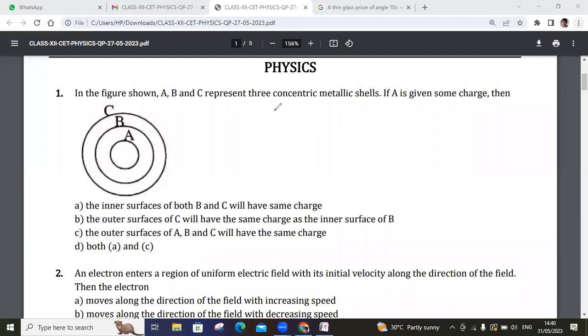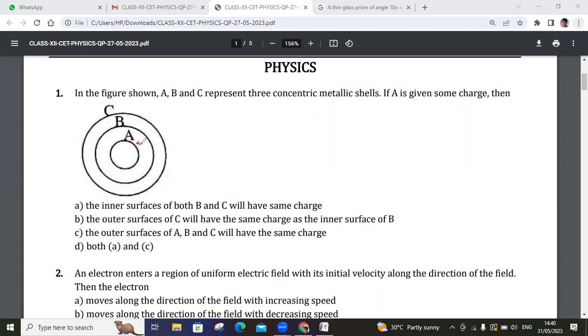First question is: the given figures 1, A, B and C represent three concentric metallic shells. If A is given some charge, suppose plus 10, then because of induction, the inner surface of B will get minus 10, and B is neutral, so the outer surface should get plus 10. And again, if this is plus 10, this will be minus.